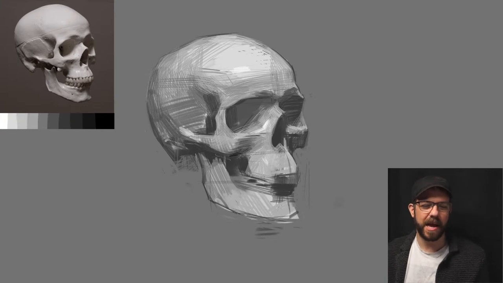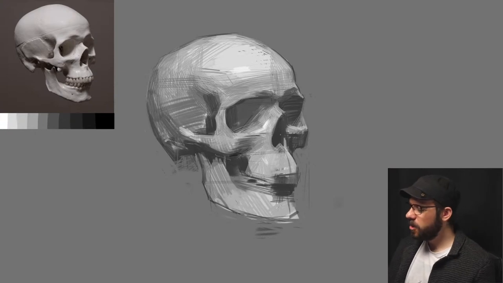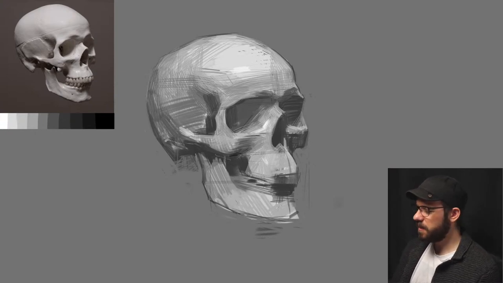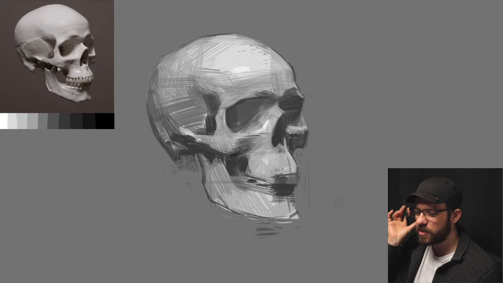Liam Cohen is asking, how are you choosing the direction to hatch for each plane? This question comes up a lot, in terms of how you hatch from one plane to the other. We can start by saying eventually it's a highly intuitive process, and there is not at all an absolute answer to it.